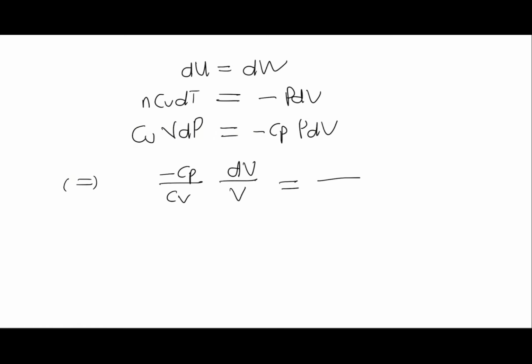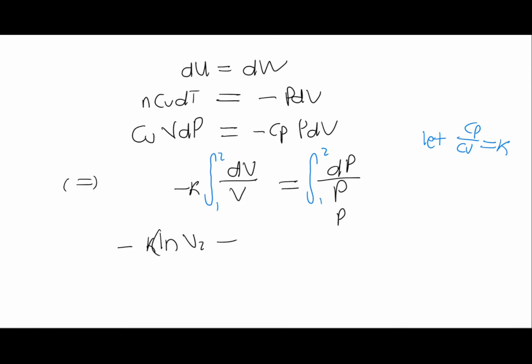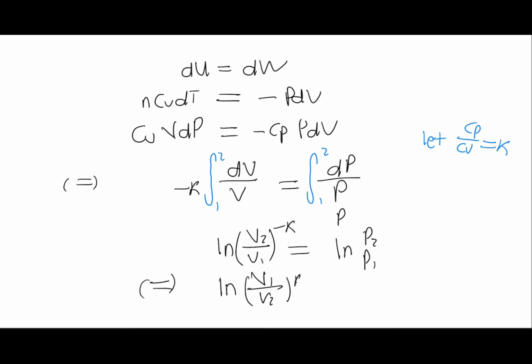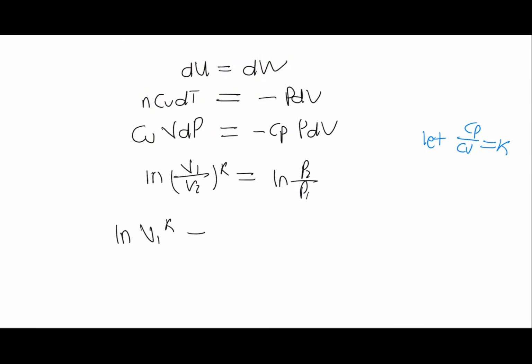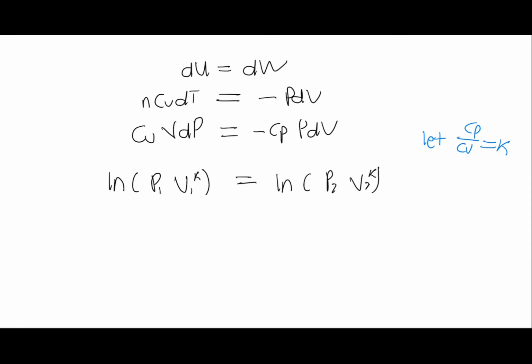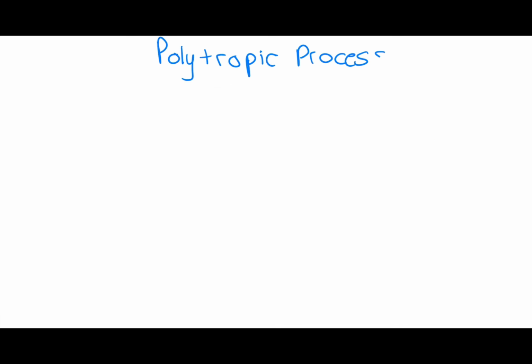By separating variables and integrating, we get a log function. We make our equation less complicated by setting the Cp over Cv equal to K. We use log rules to simplify this even further. The negative in the exponent allows us to switch V2 and V1 and simplify. We expand the log functions and then rewrite. From this, we reach a specific relationship. PV to the power K is constant, which is a specific kind of process called a polytropic process.